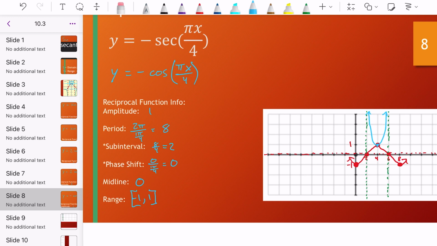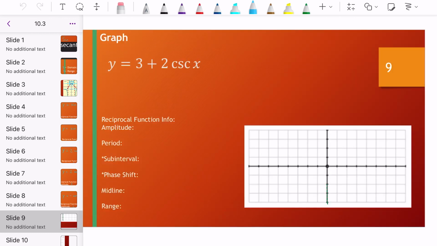On the far left, notice we're going to get a half. It's going to go towards the asymptote. And on the right-hand side, we're going to get another half, and it's going to go towards the asymptote once again. Let's go ahead and take a look at slide 9.